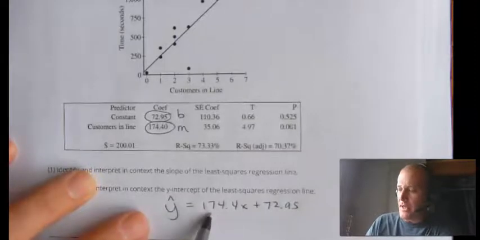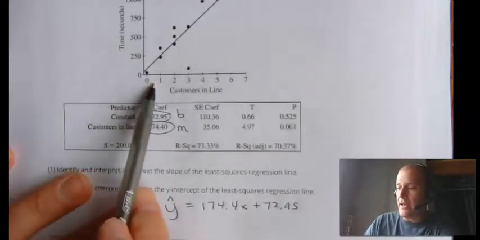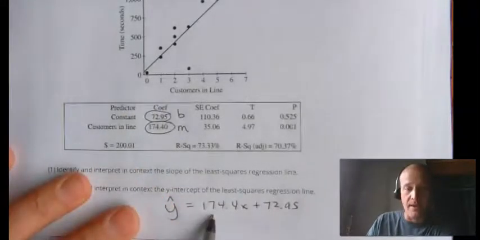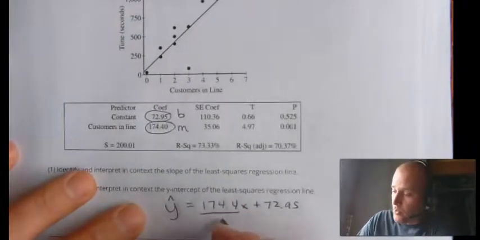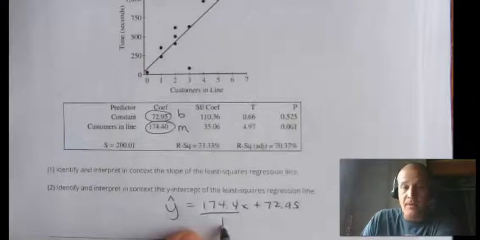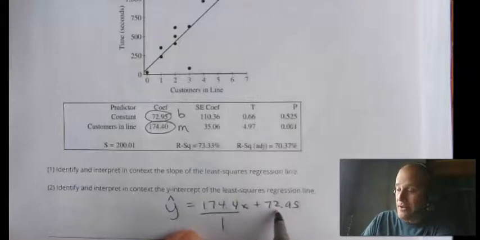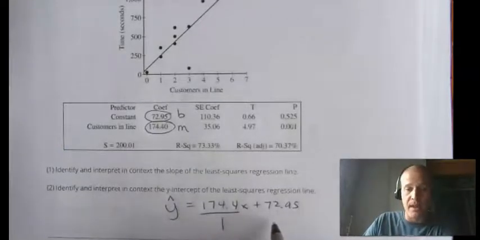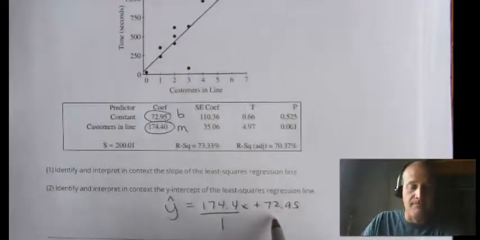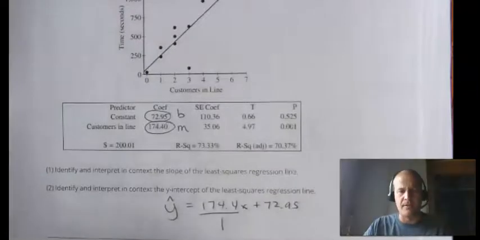The slope says that if I increase the customers in line by 1, then the time will increase by 174 seconds, right? So slope is over 1. This is change of time over change in customers. So if I increase the customers in line by 1, I would expect the wait time to increase 174 seconds. So your y-intercept is just, if you have 0 people in line, you would expect a wait time of 72 seconds, which is a great example of extrapolation, right? If there's no people in line, you would expect a wait time of 0.